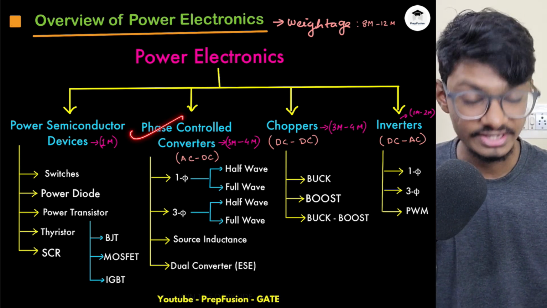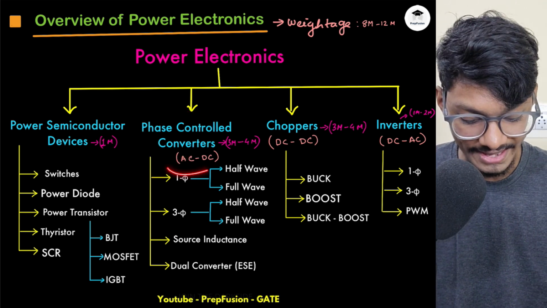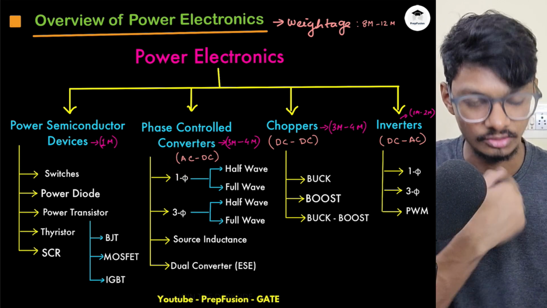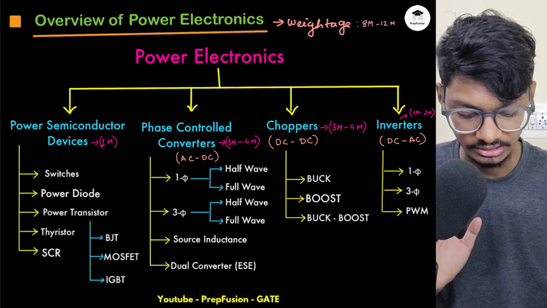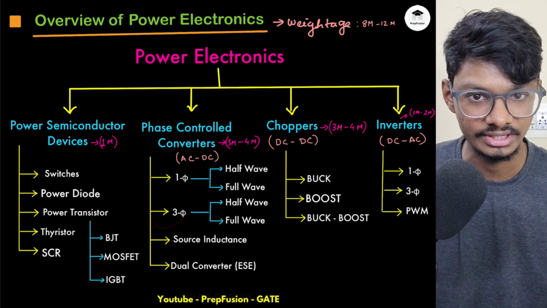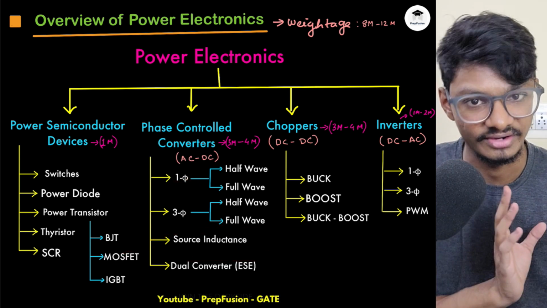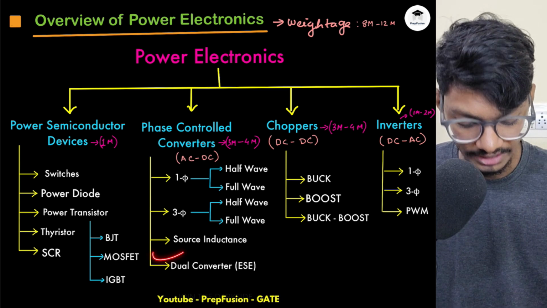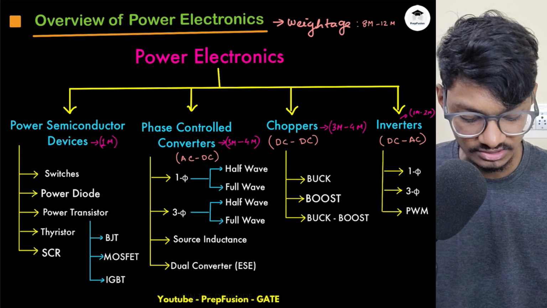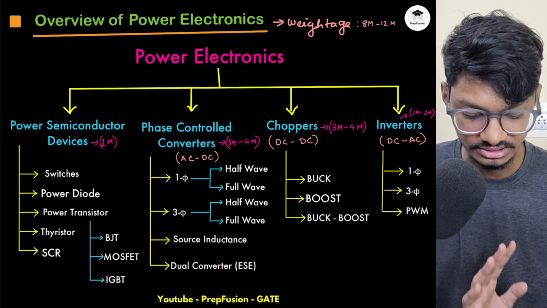Next is the phase controlled converters. Basically these are the rectifiers, which convert AC to DC. In power electronics mainly we need conversion. Power electronics is conversion. I will tell you the definition later on. It can be single phase controlled rectifiers, 3-phase controlled rectifiers, and a few extra problems arise when you implement these rectifiers with power electronics devices, like the problem of source inductance. We'll also understand about the dual converter, that is specifically for ESE. We'll see if you cover it or not. That is not for GATE.